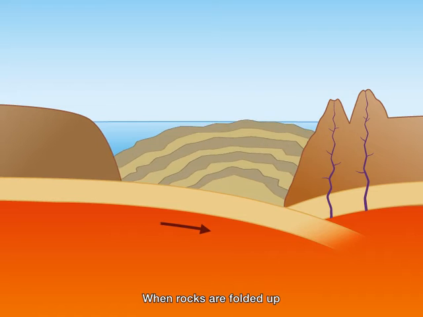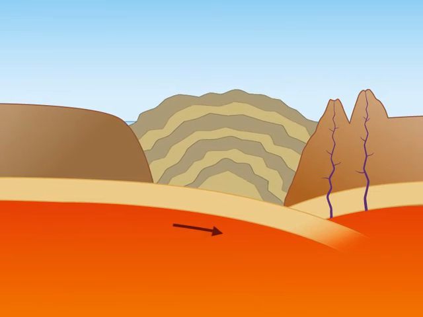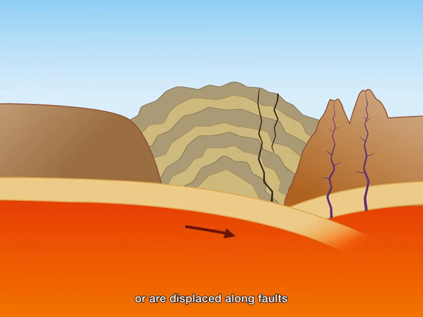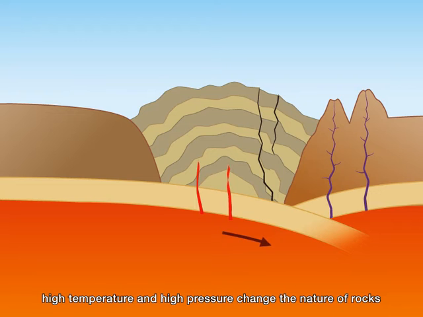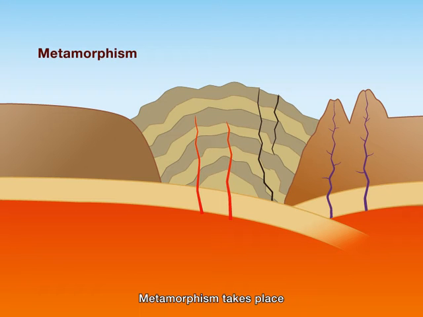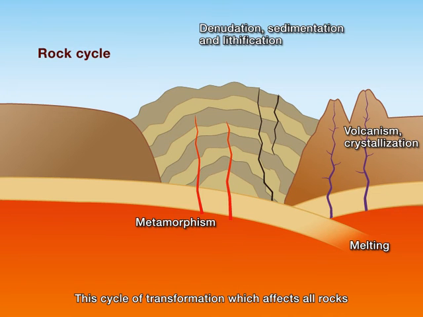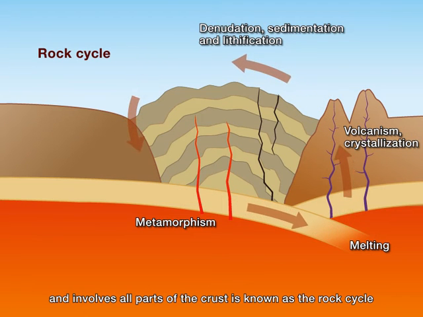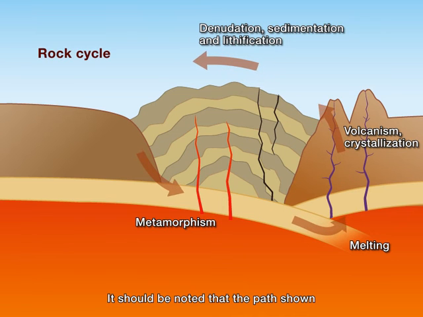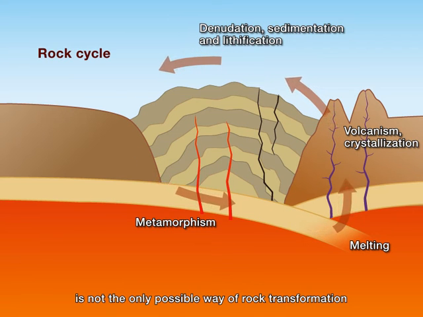When rocks are folded up or are displaced along faults, or rising magma intrudes into rock layers, high temperature and high pressure change the nature of rocks. Metamorphism takes place. This cycle of transformation, which affects all rocks and involves all parts of the crust, is known as the rock cycle. It should be noted that the path shown is not the only possible way of rock transformation.